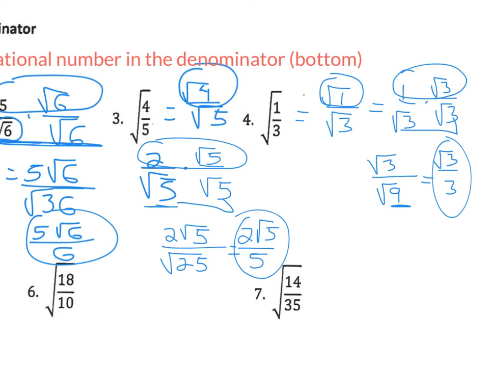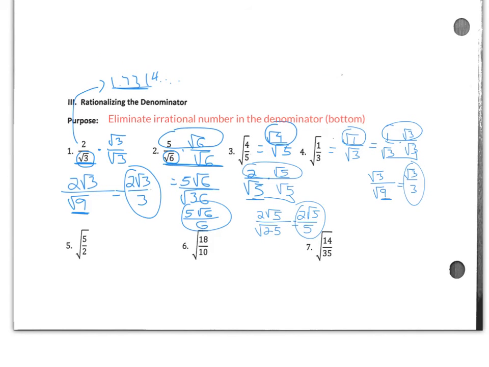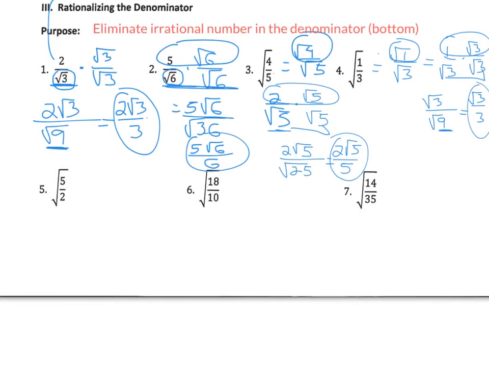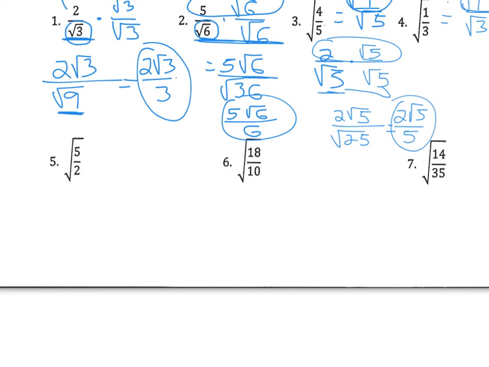Let's see what else we got: 5, 6, and 7. I can still get the last 3 done. Okay, number 5. Just like 3 and 4, I can't simplify 5 over 2. So I can split it up and say it's square root of 5 over the square root of 2.